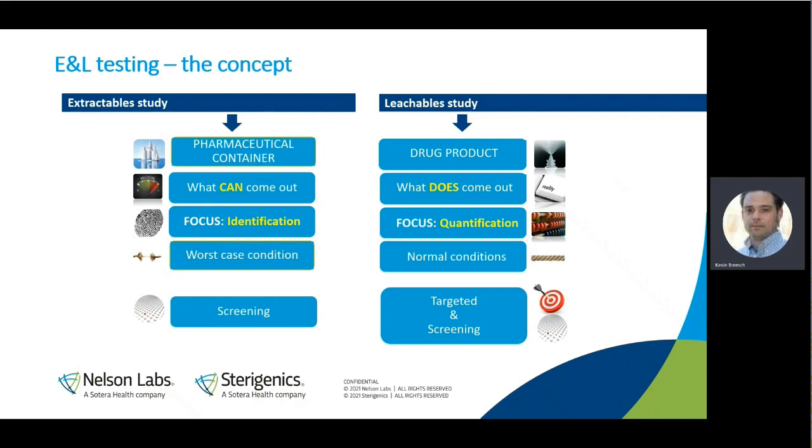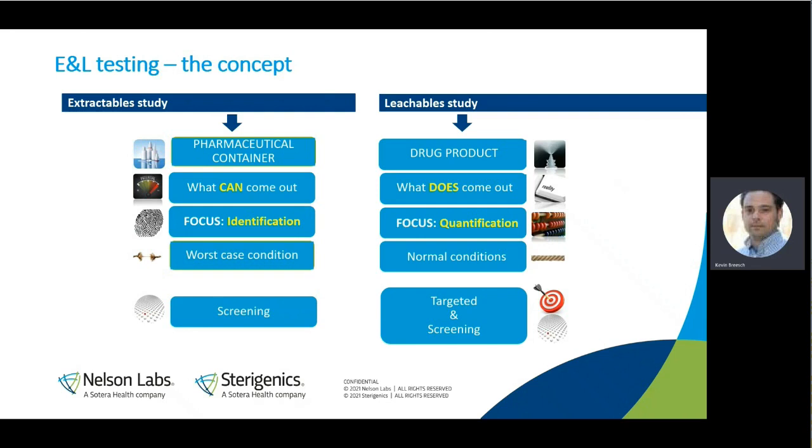Then moving to the follow-up, the leachable study, where we actually analyze the drug product itself after long-term storage. So we want to know what does actually migrate from the material into the drug product. And there we want also to focus on the quantification. How much is the patient being exposed to? And this is being done.